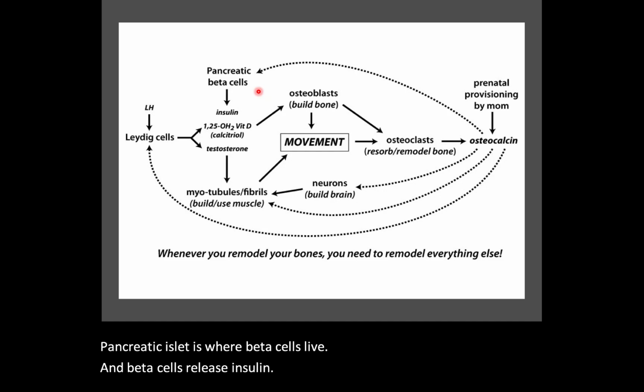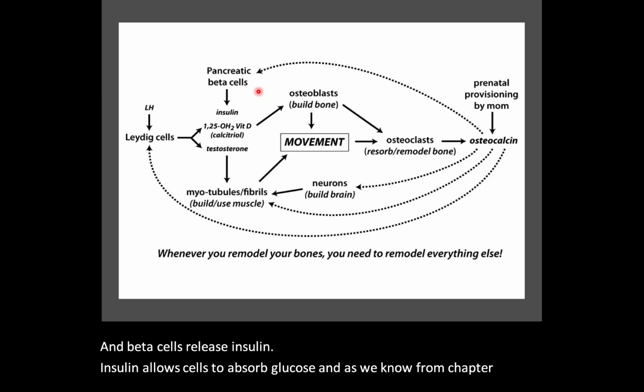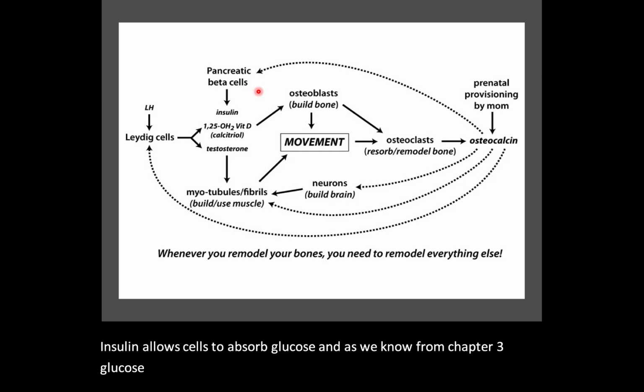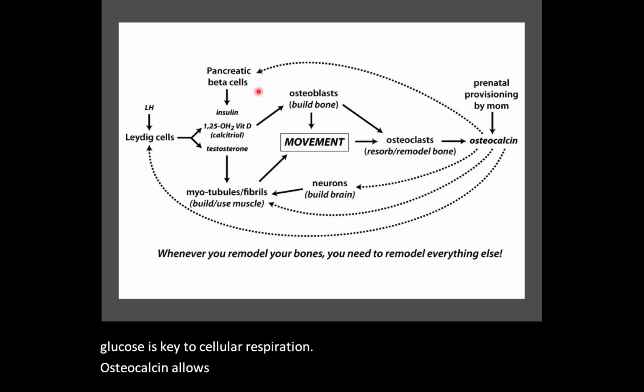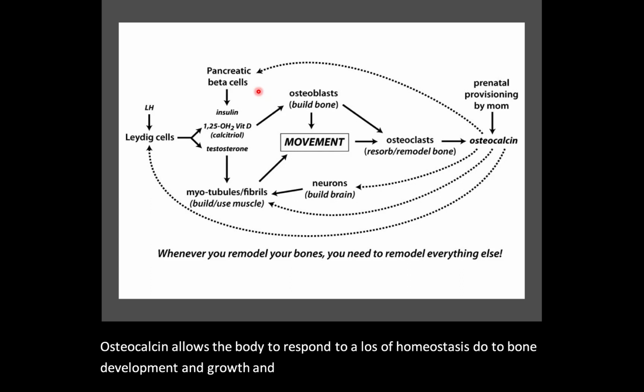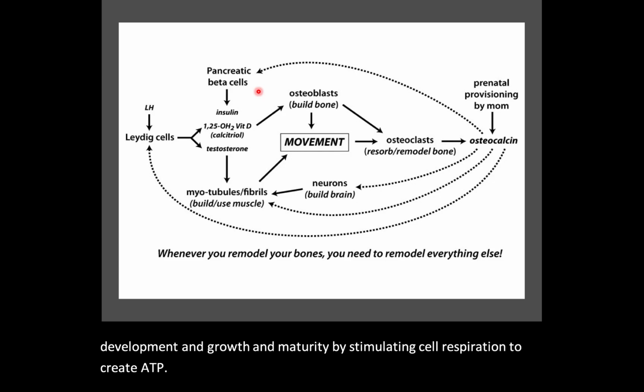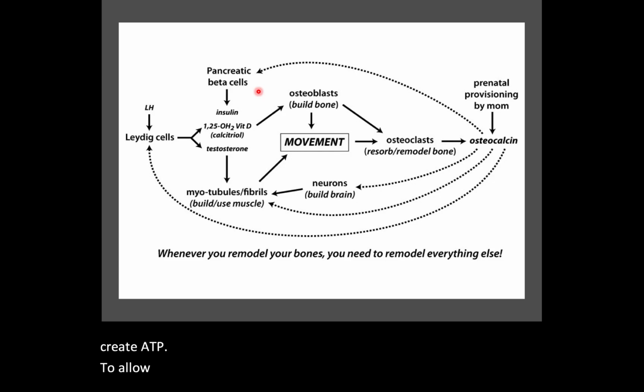Insulin allows cells to absorb glucose, and as we know from chapter 3, glucose is key to cellular respiration. Osteocalcin allows the body to respond to a loss of homeostasis due to bone development and growth and maturity by stimulating cell respiration to create ATP to allow for metabolism to catch up to growth.